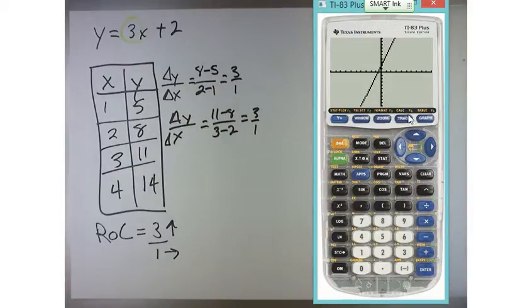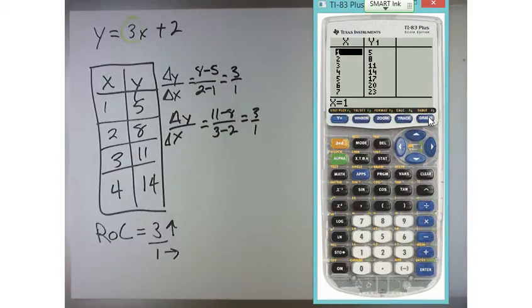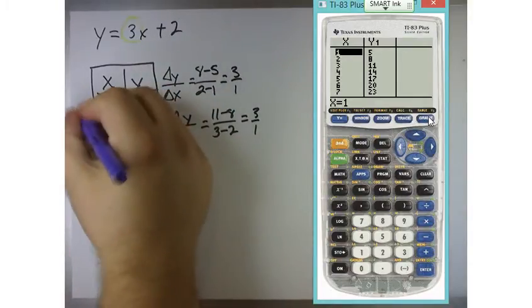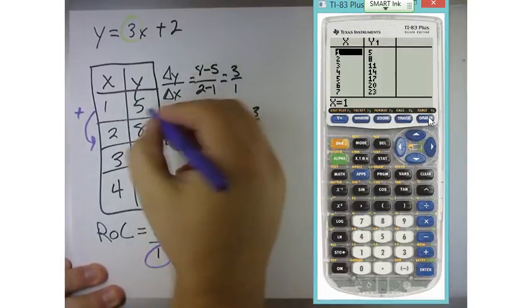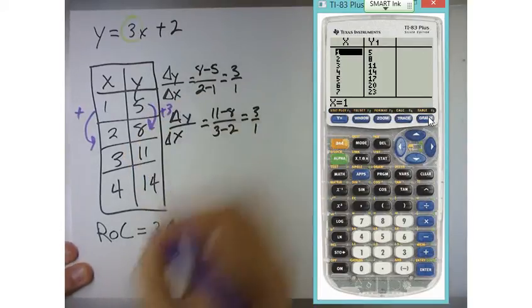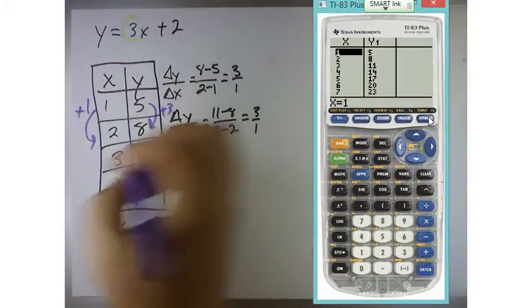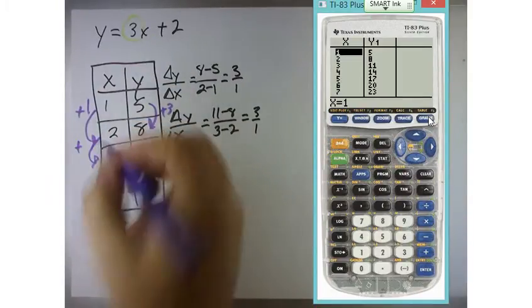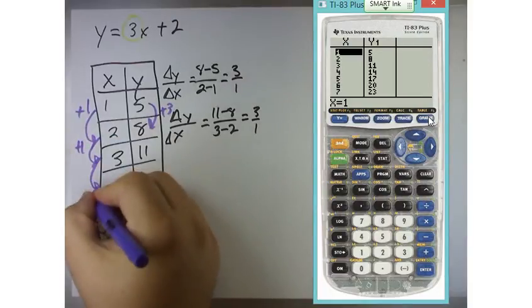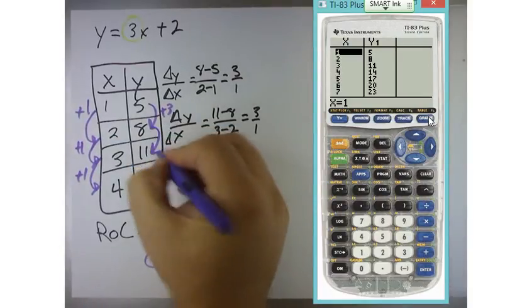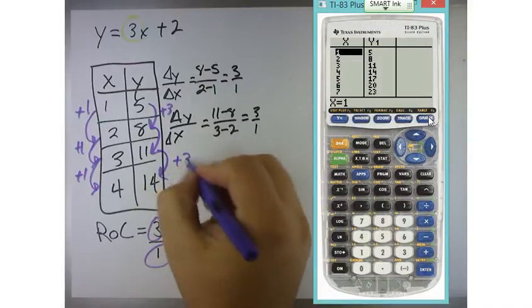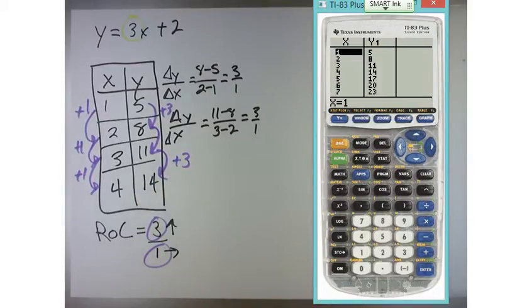In fact, for every change in x, what I'm saying is, to get from here to here, I add 1. That's where this 1 comes from. To get from here to here, I add 3. That's where this 3 comes from. And it's the same every time. I add 1 to get from this one to this one, and again, and again. Here I add 3, and here I add 3. So it's a constant rate of change. Does that make sense? Yeah.